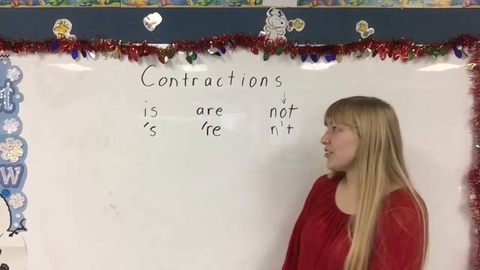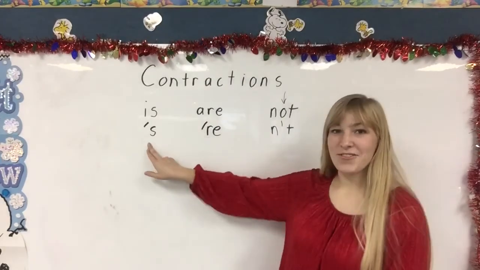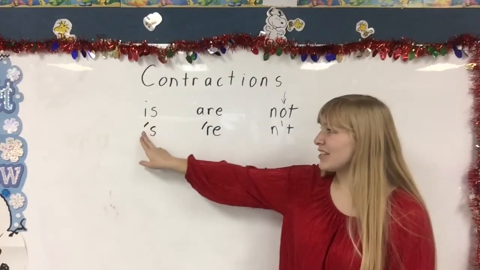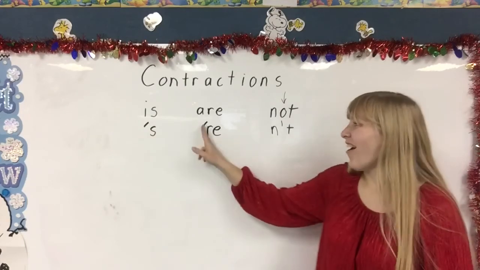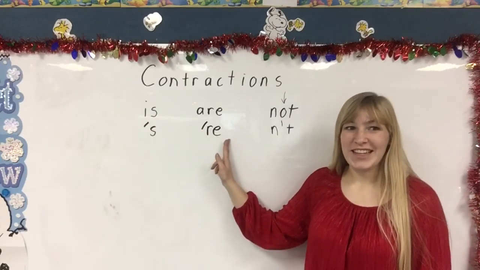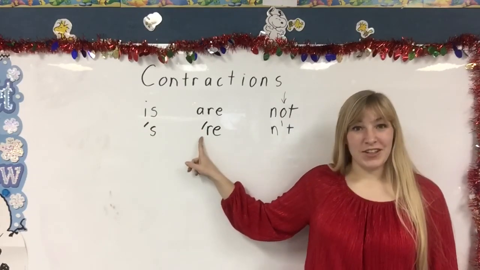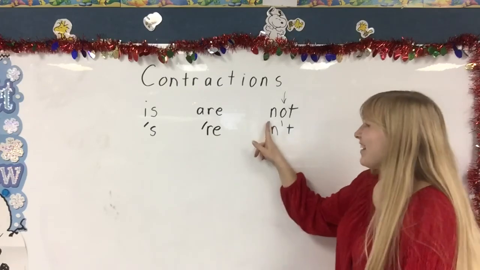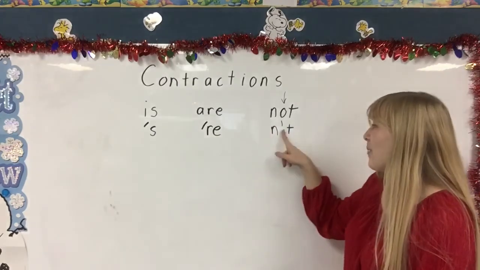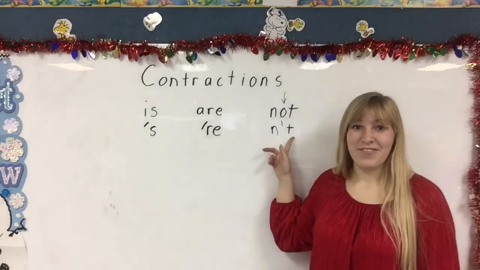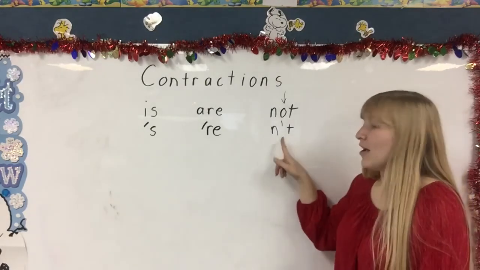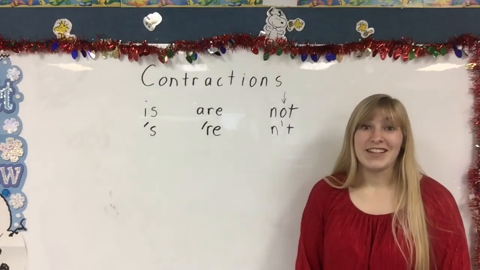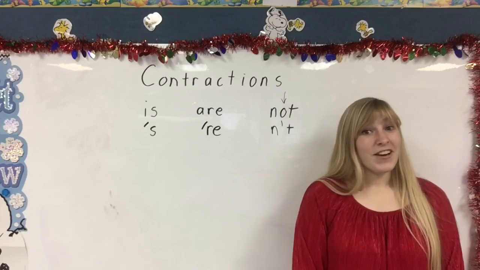So our contractions are is becomes apostrophe S. We dropped our vowel and turned it to an apostrophe. Are is apostrophe R-E. We dropped the vowel and turned it into an apostrophe. And not is N apostrophe T. So this one's different because the vowel is in the middle. We still dropped the vowel and turned it into an apostrophe. That's all for our contractions today.